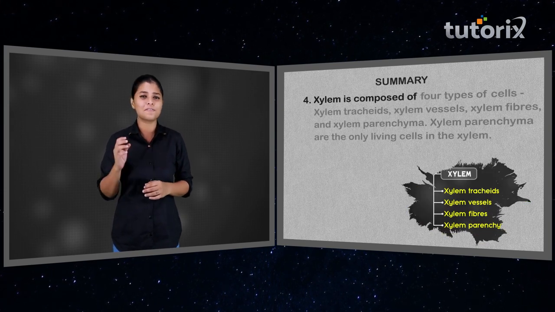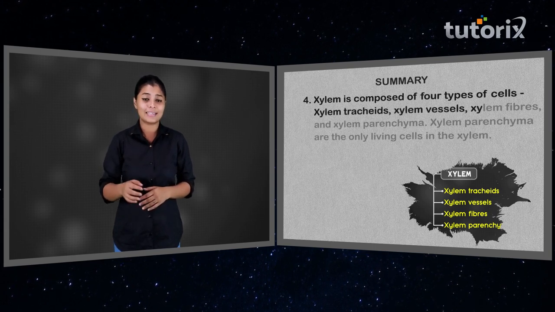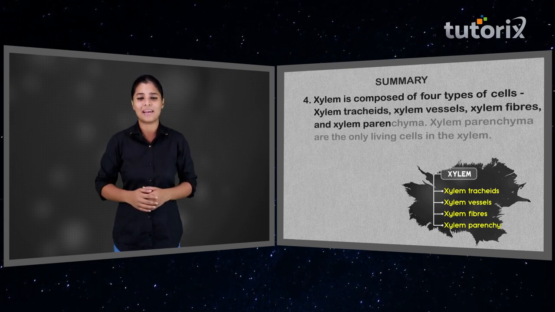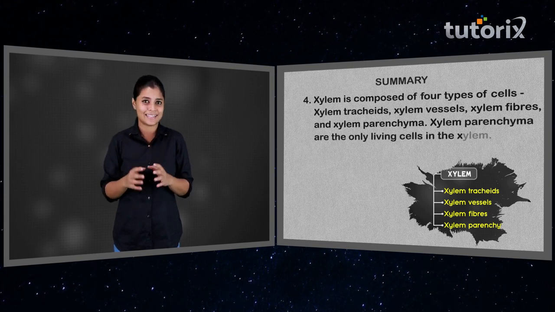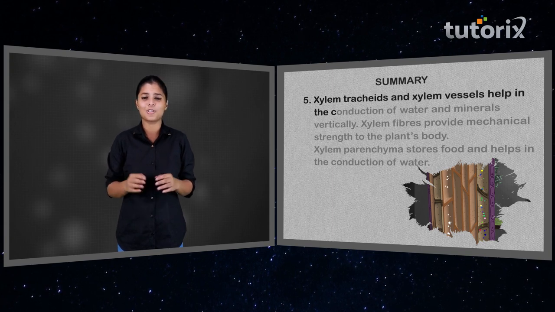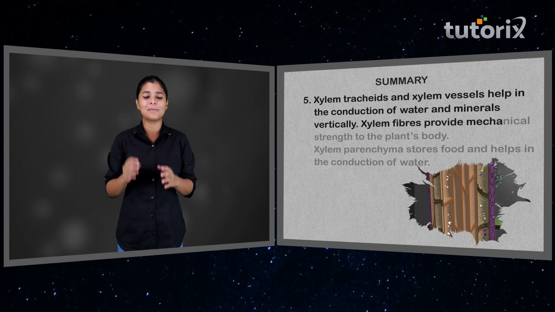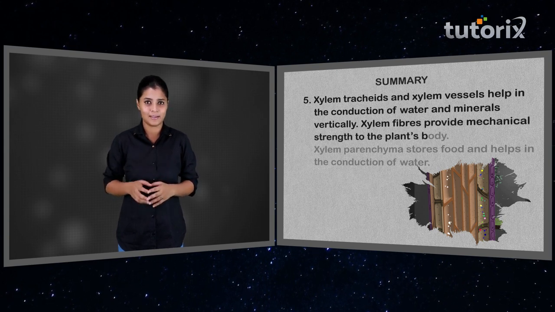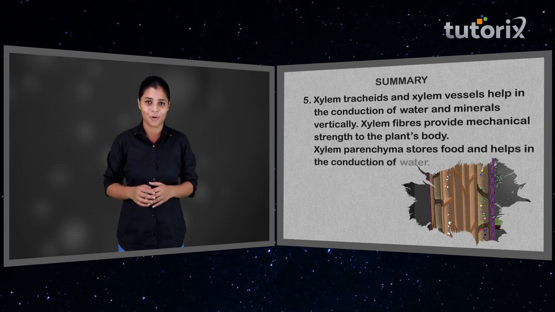Xylem is composed of four types of cells: xylem tracheids, xylem vessels, xylem fibers, and xylem parenchyma. Xylem parenchyma are the only living cells in the xylem. Xylem tracheids and xylem vessels help in the conduction of water and minerals vertically. Xylem fibers provide mechanical strength to the plant's body. Xylem parenchyma stores food and helps in the conduction of water.